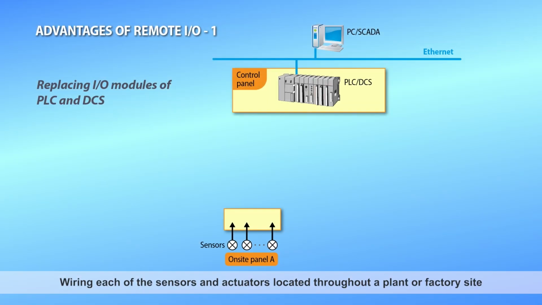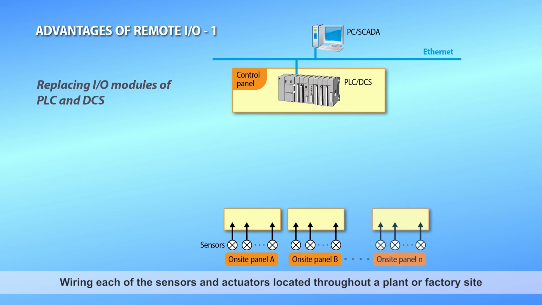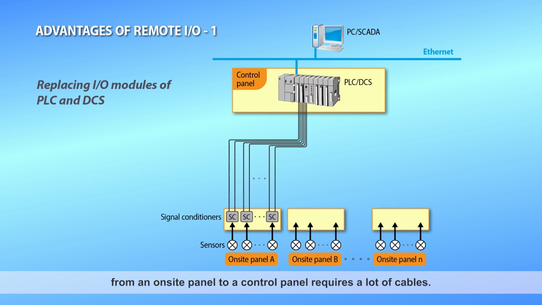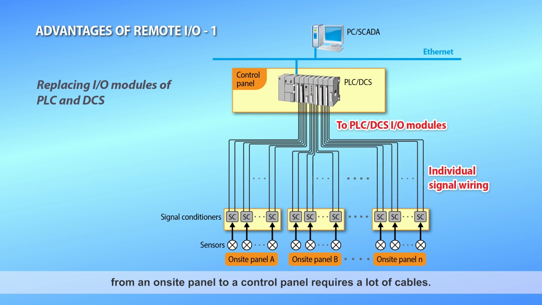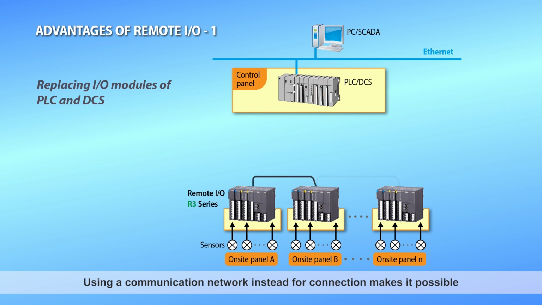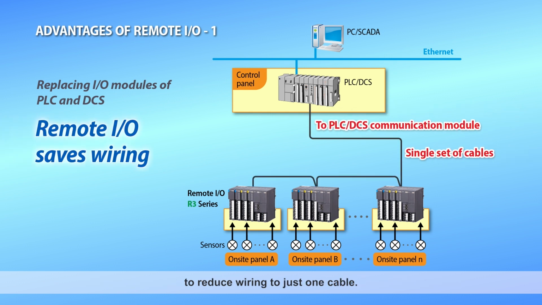Wiring each of the sensors and actuators located throughout a plant or factory site from an on-site panel to a control panel requires a lot of cables. Using a communication network instead for connection makes it possible to reduce wiring to just one cable.